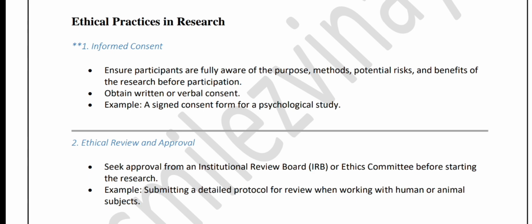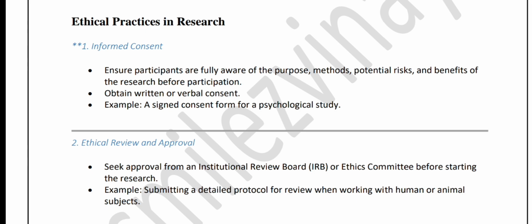Example, a signed consent form from a psychological study. So when you get informed consent, you have to know about and be fully aware of the purpose. When you are doing research, then you have to know about the methods and potential risks and benefits of informed consent.